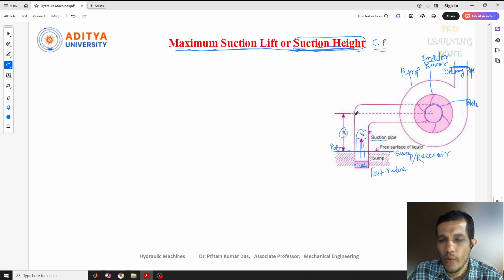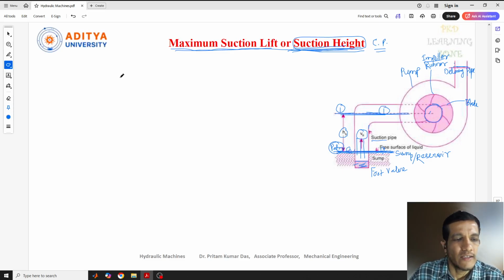Now, we need to find out the suction height. The suction height means the height of lifting, how much distance should be there to avoid cavitation. This is our base level and this is the maximum height. So these two levels can be defined as section 1 and section 2. Since this is working at atmospheric pressure, I'll mention it as A. You can take section AA, or just keep 1 and 2. You can give anything.